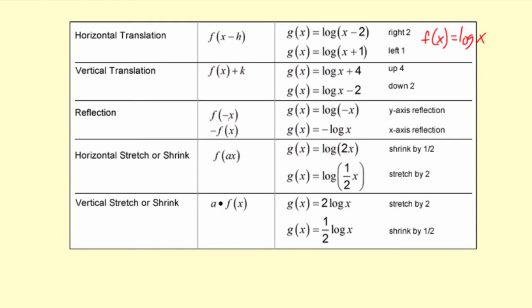Reflections, f of negative x is a y-axis reflection, that's g of x equals log of negative x. And for the x-axis reflection or vertical reflection, g of x equals negative of log x.